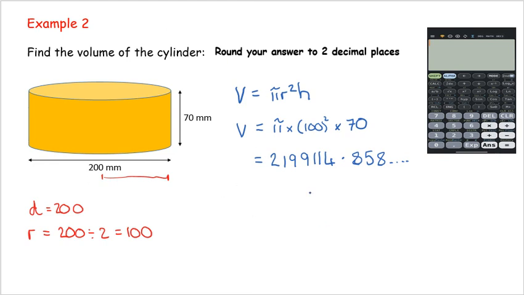So that's the unrounded answer there. Next bit is just to round it, so 219,114. And 2 decimal places would be 86 here. The 5 rounds up to a 6. There we go. And that is in millimetres. So it's cubic millimetres for volume.